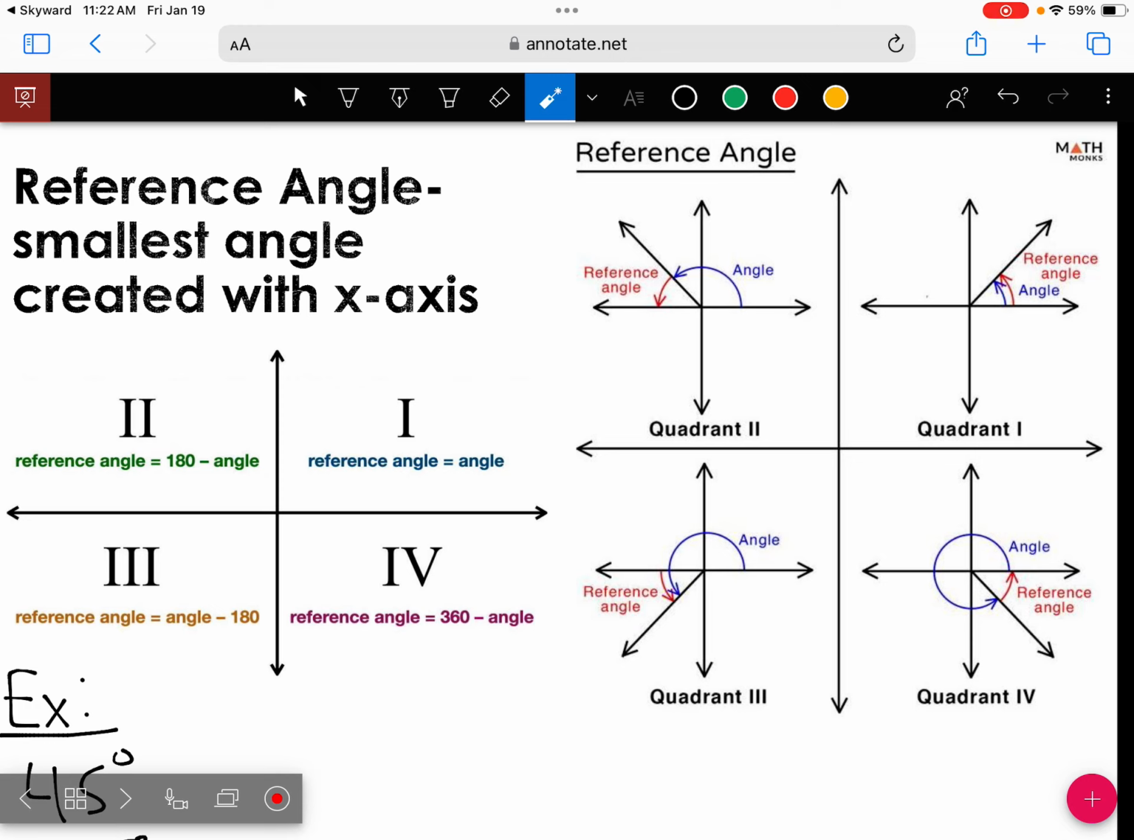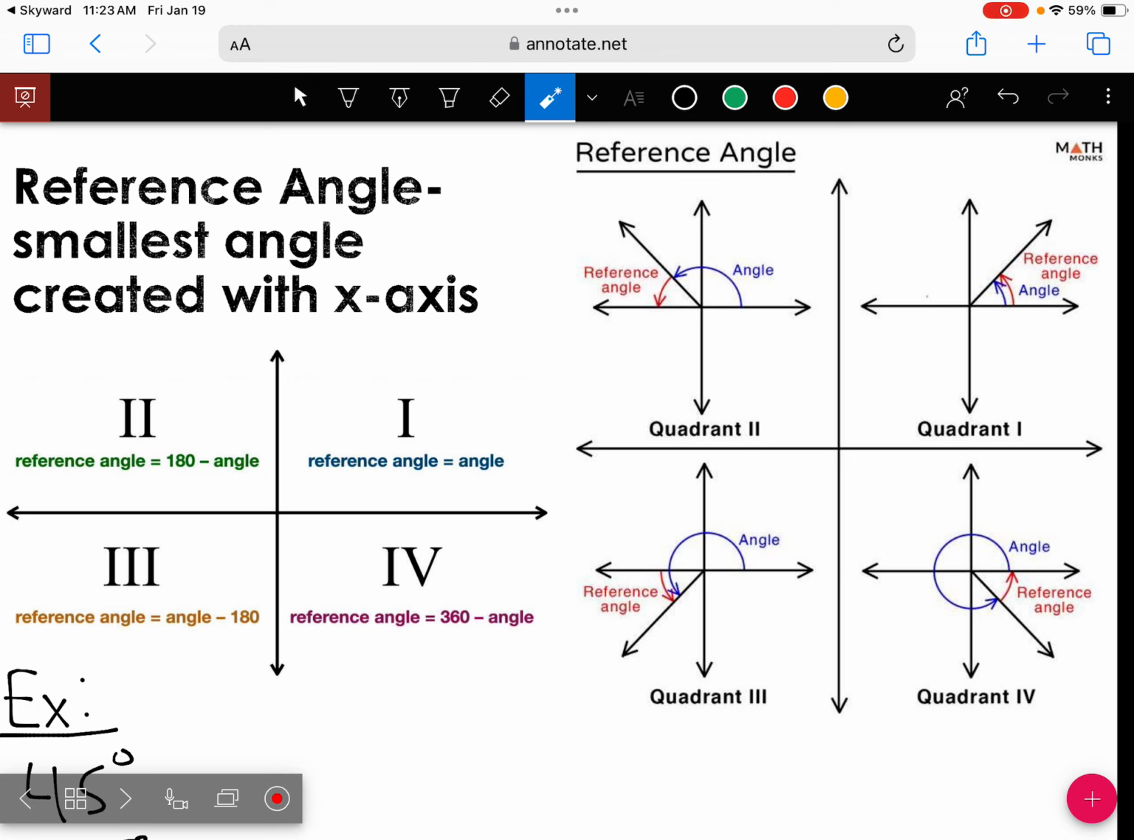In the first quadrant, your angle and your reference angle are going to be the exact same number. So if you're in the first quadrant and you see reference angle, you should be super happy because it's the same thing. Then moving over to the second quadrant, this is where it starts to get a little bit different. Your reference angle is actually the angle that goes from your original angle to the x-axis, and the best way to think about that is 180 degrees minus your angle. That's going to result in your reference angle.